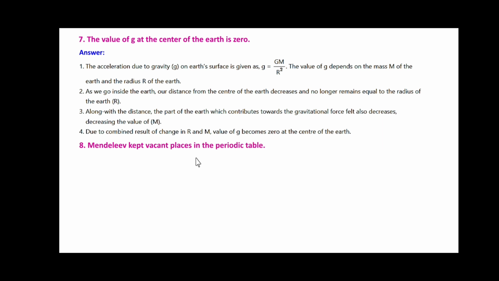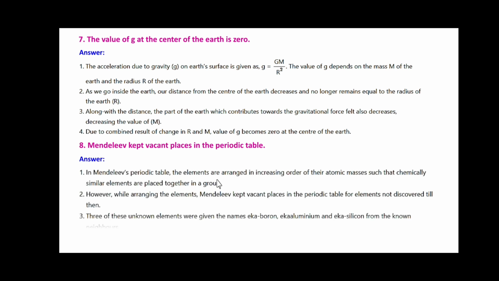Mendeleev kept vacant places in the periodic table. In Mendeleev's periodic table, the elements are arranged in increasing order of their atomic masses such that chemically similar elements are placed together in a group. However, while arranging the elements, Mendeleev kept vacant places in the periodic table for elements not discovered till then. Three of these unknown elements were given the names Eka-boron, Eka-aluminium and Eka-silicon from the known neighbors. The atomic masses of these elements were indicated as 44, 68 and 72 respectively. He also predicted their properties.